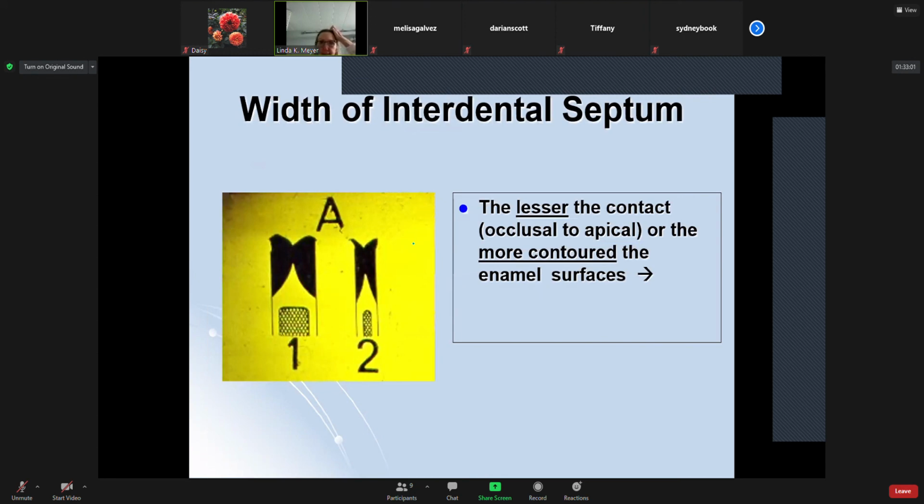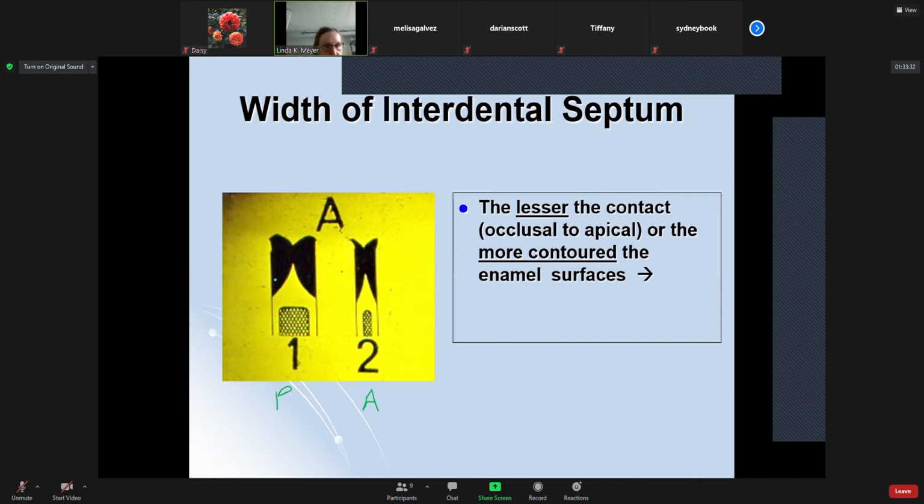Okay, let's look at how wide the interdental septum is. Okay, A1 shows you a posterior tooth. A2 shows you an anterior tooth. Notice how the interdental septum is wider with the posterior tooth and narrower with the anterior tooth. And that's because there's an inverse relationship between the contact areas.